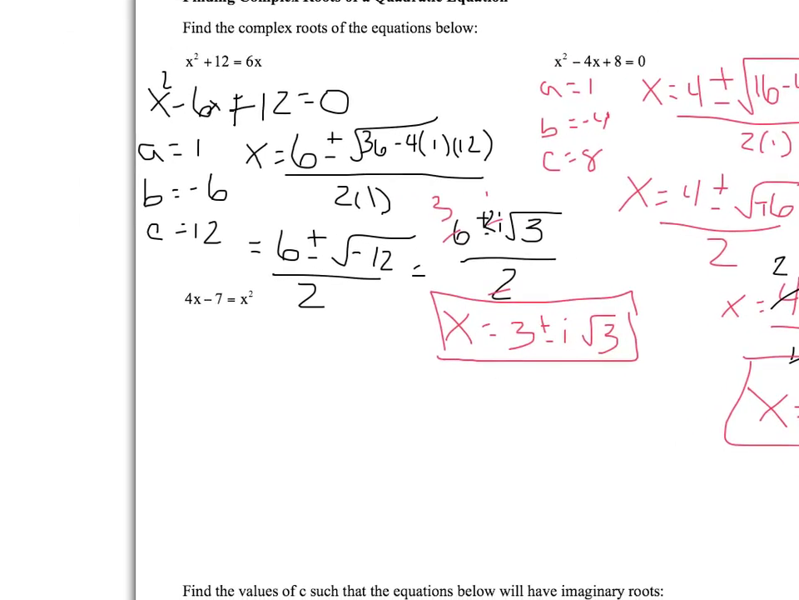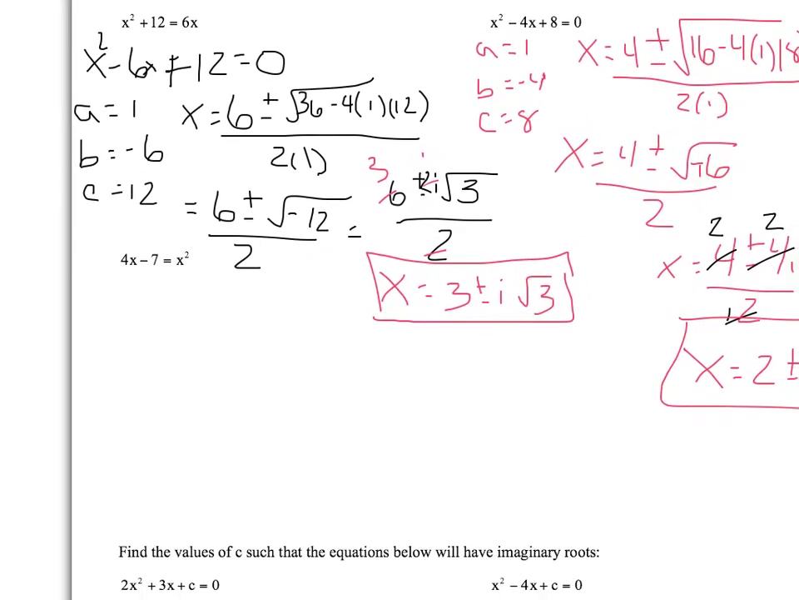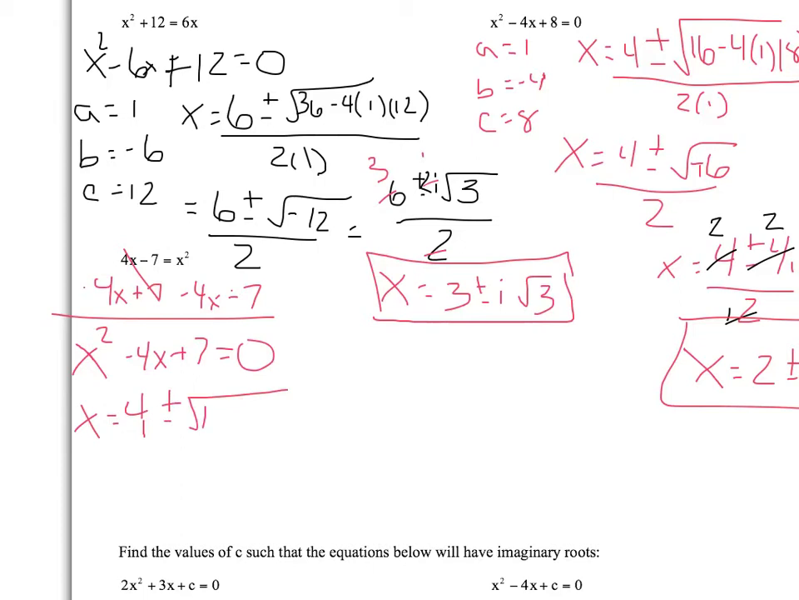Let's practice again with this one over here on the right-hand side. What I'm going to do is set it equal to 0 to solve. So I'm going to subtract the 4x and add the 7. Now I'll go straight to plugging into the formula. So it's going to be negative b, which is 4, plus or minus the square root of b squared, which is 16, minus 4, a is 1, c is 7, all over 2 times a, which is a 2.